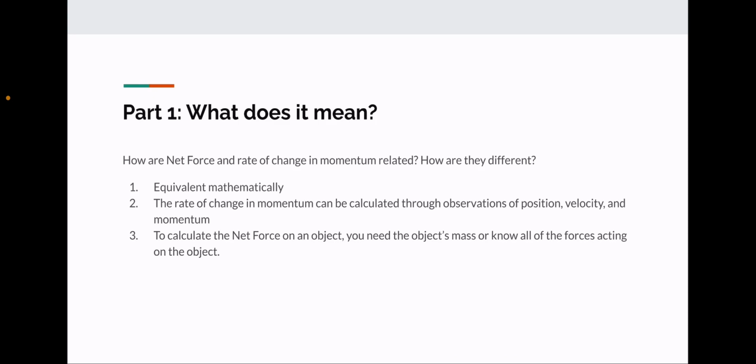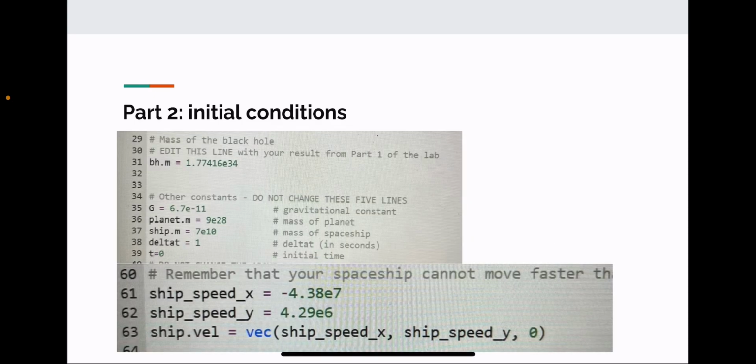This is sometimes hard to observe because we can't always see every force. The rate of change of momentum can be found by observing initial and final positions or initial and final velocities. It is focused on how the forces acting on the system are affecting its position and velocity rather than focusing on the forces themselves. For part 2 of this lab, we were told to use the black hole mass we found in part 1. We were also given the planet's mass and the ship's mass. The ship's initial speed components were found through the guess and check method until a model was found that accurately represents the goal of the lab.